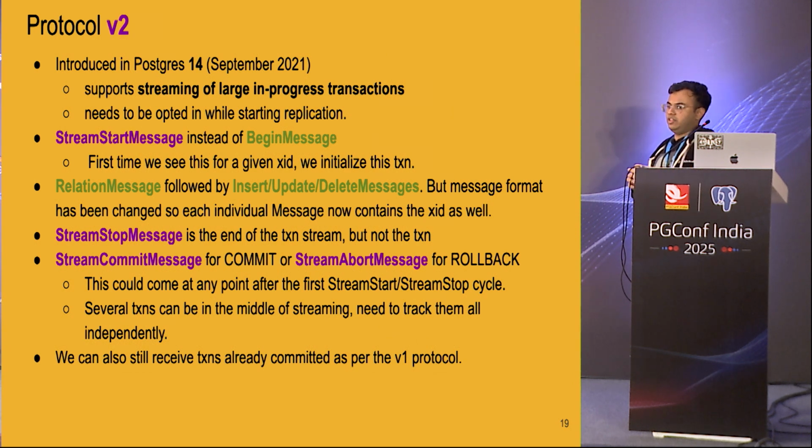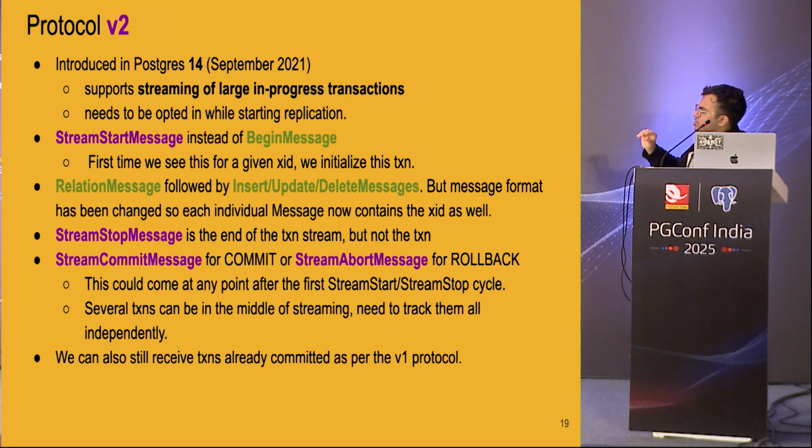So in version 2, there are a lot of different messages happening. You have a stream start message. The stream start message is what is used instead of a begin message. The first time we see a stream start message for a given transaction ID, we initialize this transaction in setup state. After a stream start message, we get a relation message followed by inserts as in version 1. The difference here is the format of the message has been changed so that each individual insert now contains a transaction ID as well. Before, the insert message did not contain a transaction ID. Here they do. We'll get into why that's needed later, but the format has been changed.